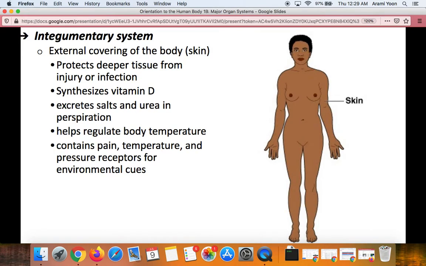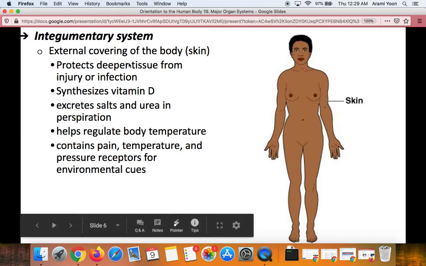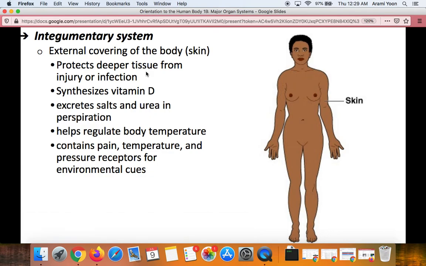Next is your integumentary system, which is essentially the external covering of the body, so your skin, plus the hair and nails that grow from it. They protect all the tissues that are underneath the skin from injury or infection. They also synthesize vitamin D, especially in the presence of sunlight. So the first 10 minutes that you're out in the sun, you're making vitamin D, which is good for you.